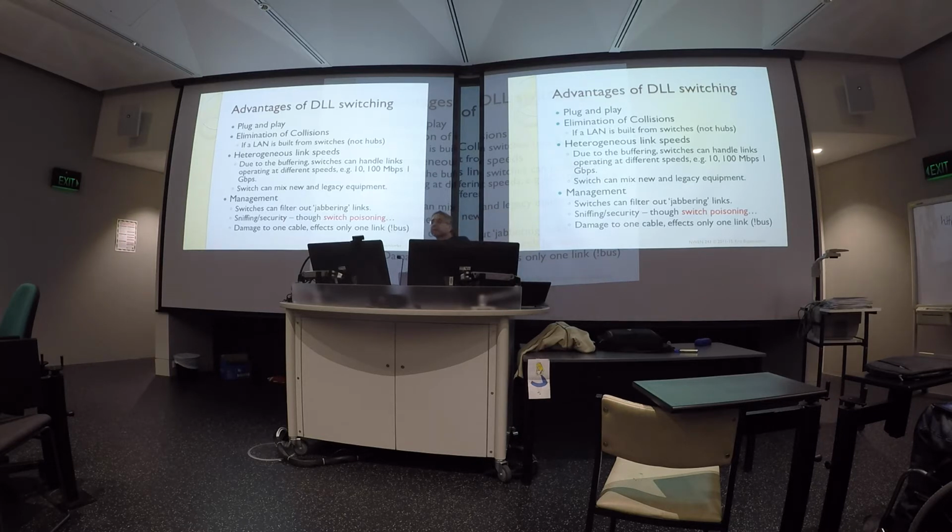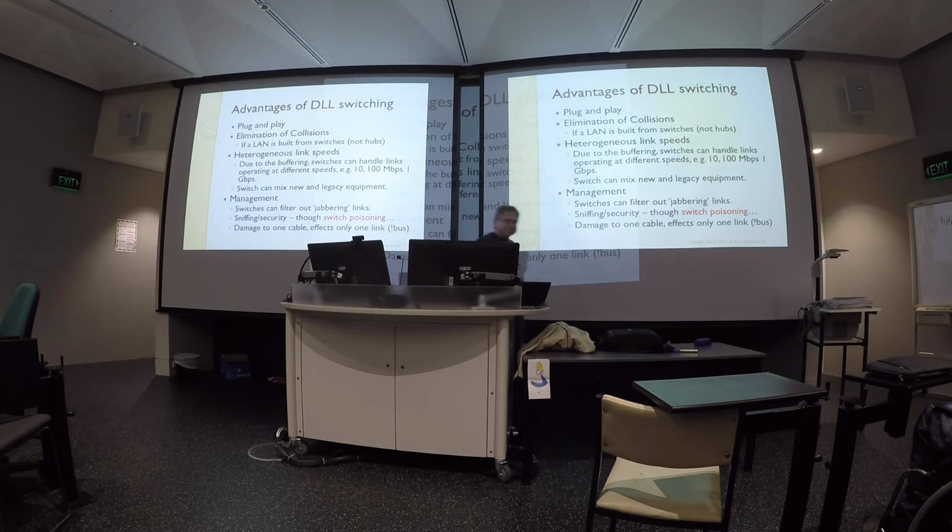So if you get something coming in on a fast link, a hub would go, oh, I've got to broadcast it at the same speed. Whereas a switch can store it and then put it on the correct link at the appropriate speed, which could be faster or slower. And a switch can basically allow you to mix new and legacy equipment as well. You can configure your switches to do some filtering.